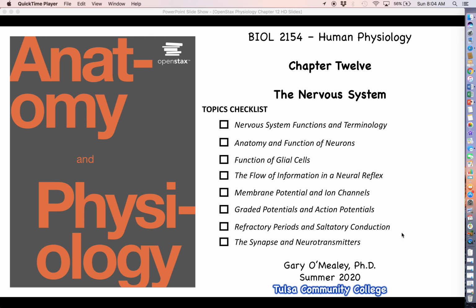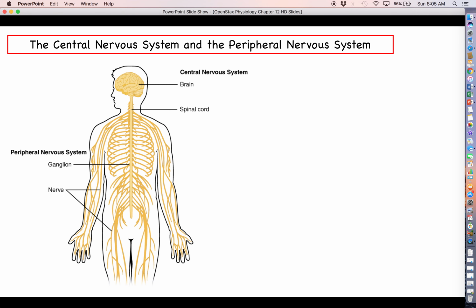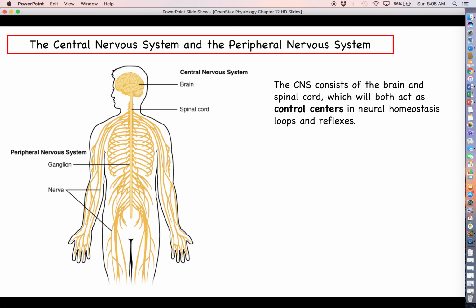Now, the nervous system is going to contain a little bit of extra terminology, things that we may not be familiar with yet. So let's go ahead and get a handle on that before we really start talking turkey here. This is a slide that we showed in the communication unit, letting you know how the nervous system is organized. We have a central nervous system, which consists of the brain and the spinal cord, and this acts as our control centers in both neural and neuroendocrine loops that we've talked about before. And then we have the peripheral nervous system, which mostly consists of the way that we send afferent and efferent signals through spinal and cranial nerves.